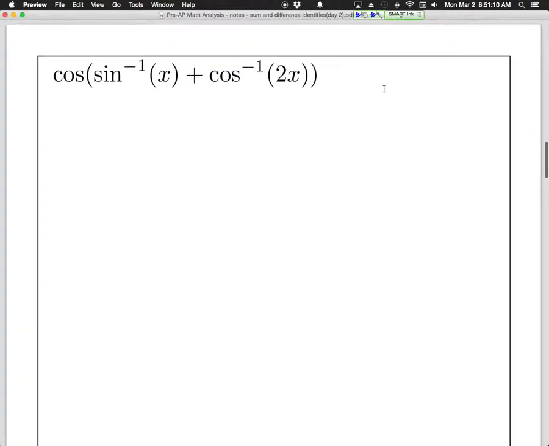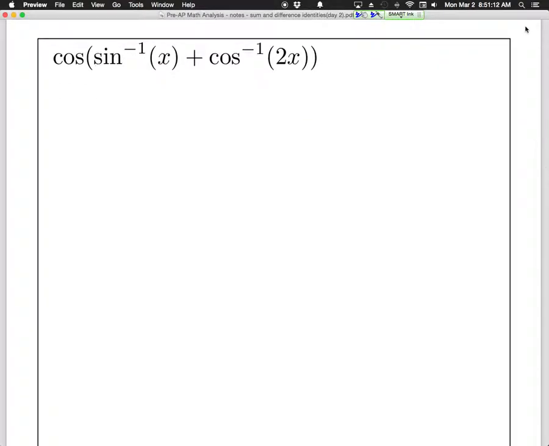Alright, so here we go. We have cosine of inverse sine of x plus inverse cosine of 2x. And this is the first one where we want to take it from a trig expression and rewrite it as an algebraic expression.